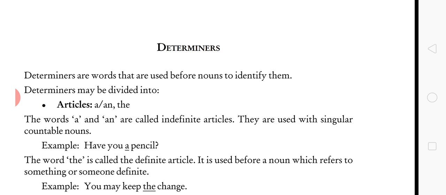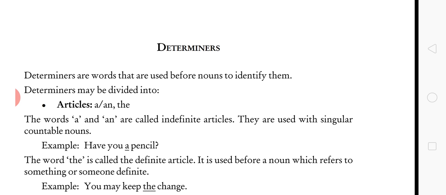So today we will be studying determiners. What are determiners? Determiners are those words that are used before nouns to identify them. It means determiners are the words that are placed before a noun to show whether it's specific or general.